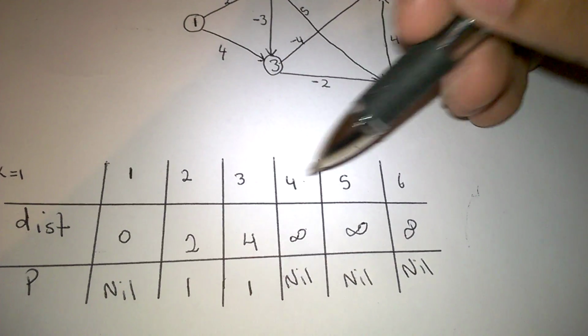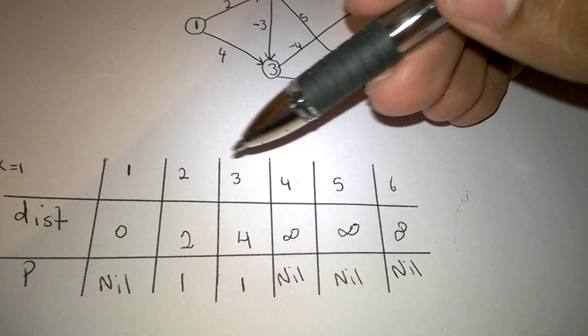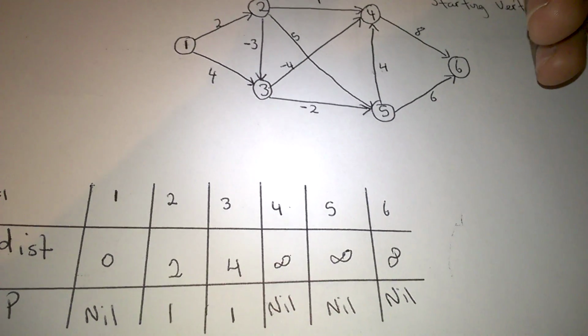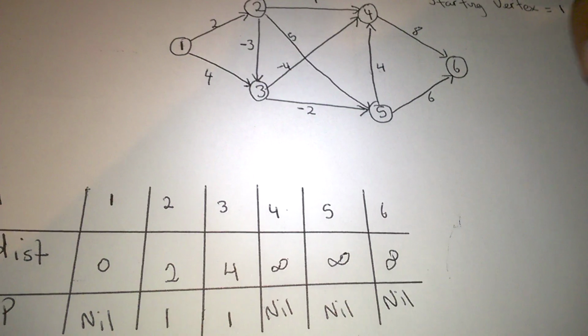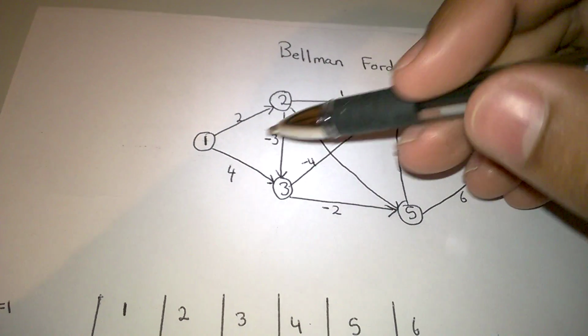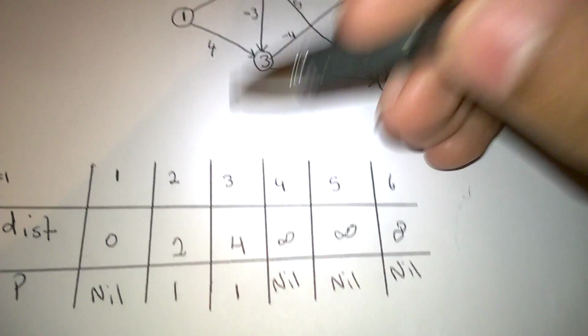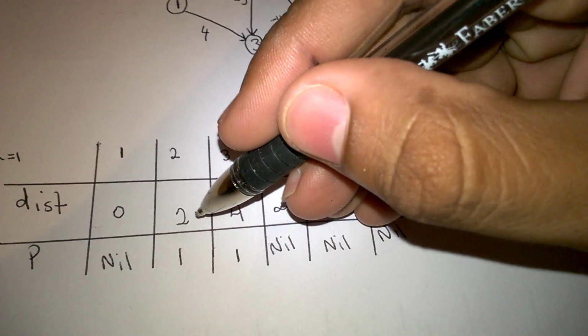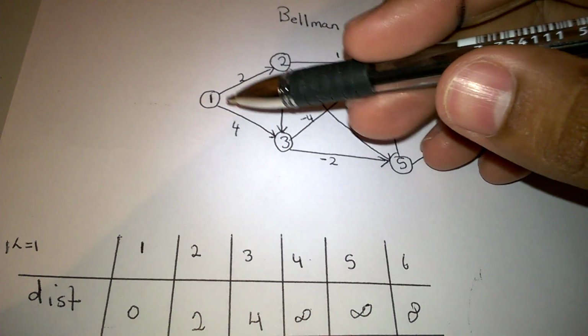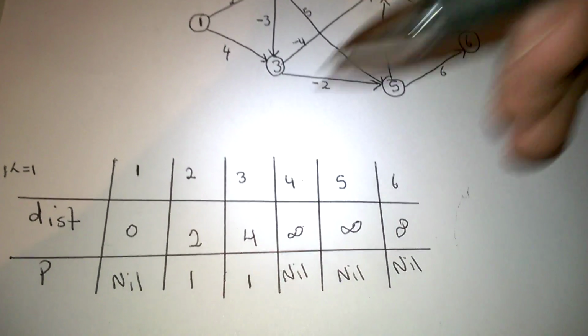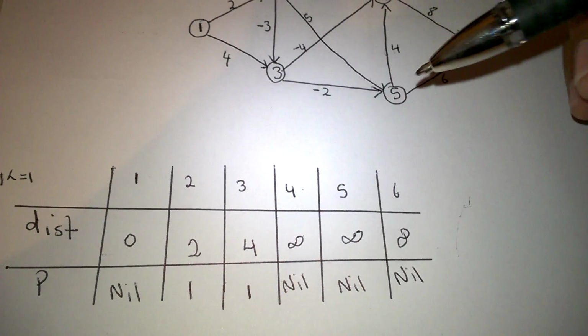Now, the rest of the vertices here, we want to see if we could reach them directly from vertex 1. So, could we reach 2 from vertex 1? Yes, we can, at the cost of 2. So we update it here, and the parent here. Could we reach 3 from 1? Yes, we could, at the cost of 4. So we update it here and we update it here.